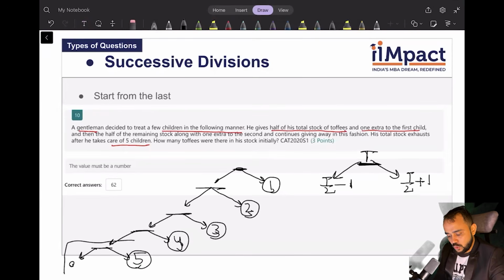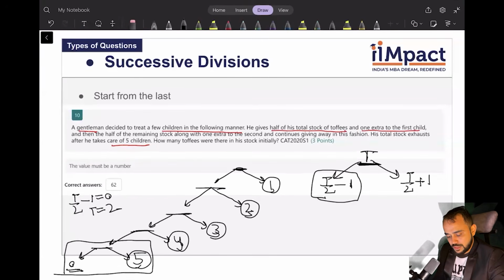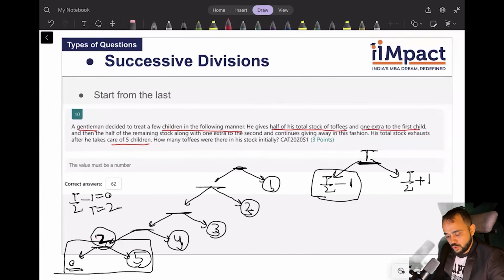Now, if I look at this node, 0 corresponds to what? t by 2 minus 1, which means t by 2 minus 1 is equal to 0, or t is equal to 2, which means the value here was 2. So far, are you all with me? The value here is 2.